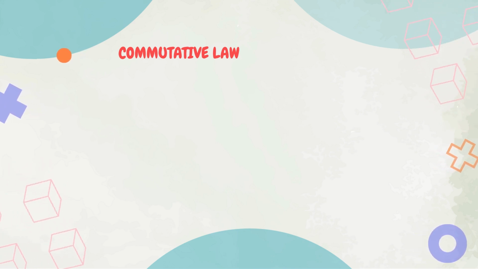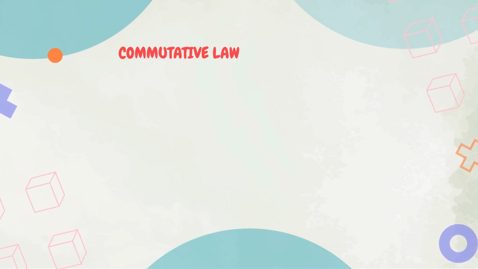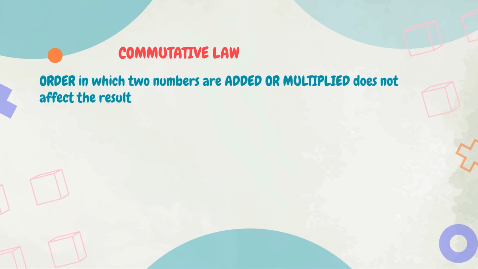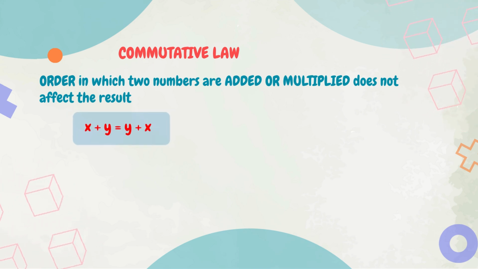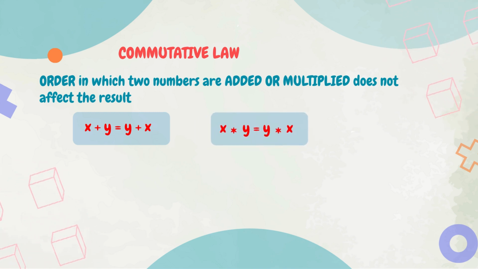Let's start with the commutative law. Imagine a world where the order of numbers never changes the result. Commutative law states that the order in which 2 numbers are added or multiplied does not affect the result. This means that when numbers are swapped around when added or multiplied, the answer is still the same. If 2 numbers are x and y, then x plus y is equal to y plus x. Likewise, x times y is equal to y times x. Swapping the given numbers still gives the same answer.